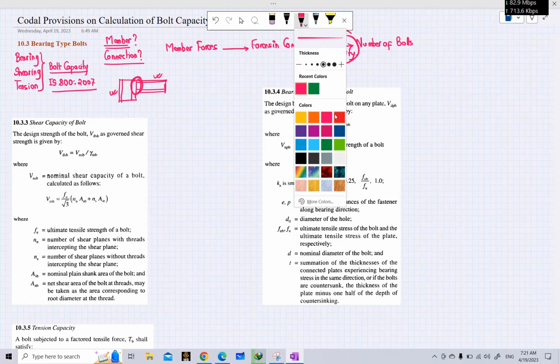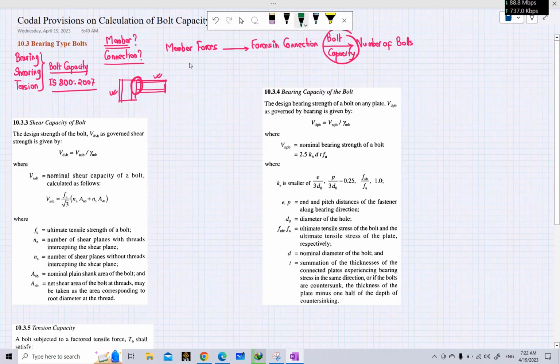Before going into this bolt capacity calculation, let me talk a little about two different types of bolts. One is the bearing type bolt, which we will be discussing today, and another is the friction type bolt, or friction grip bolt. The calculation of bolt capacity for both of these types of bolts is given in the IS 800 code. For today we will be discussing bearing type bolts only. So what are the differences between these two types?